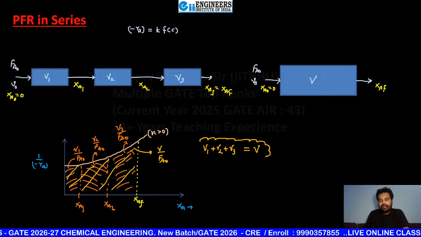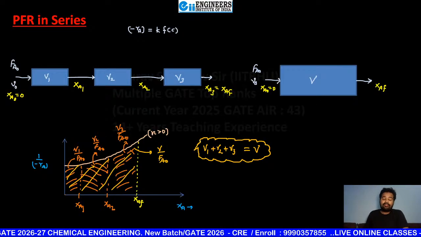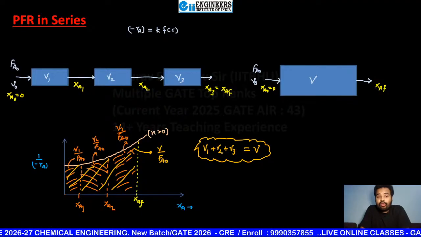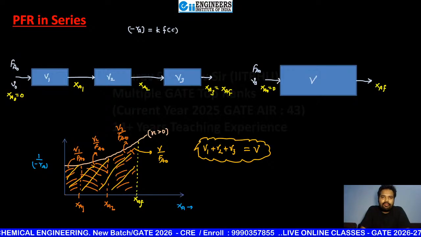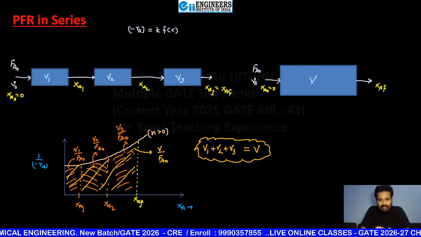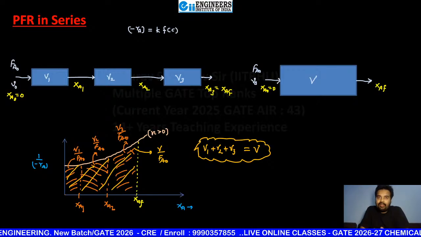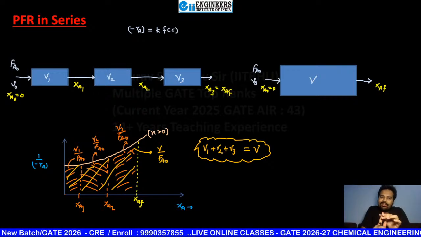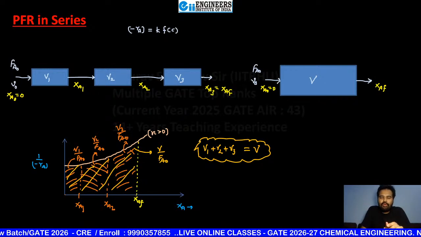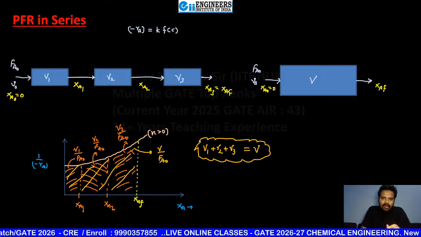Previously you saw that if you use CSTRs in series, you will get more conversion. But here what are you seeing, beta? There is no advantage of using PFR in series. That means in your examination, if they say a PFR of 2 meter cube volume is followed by another PFR of 5 meter cube volume, no need to worry. Just handle it as a single PFR of 7 meter cube volume, you will get the same answer. Are you able to understand?